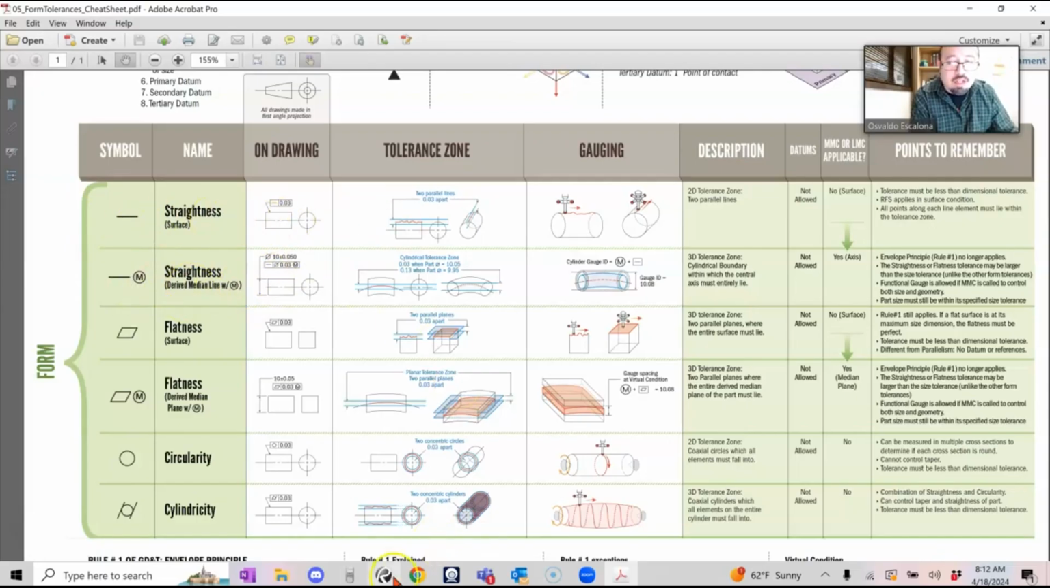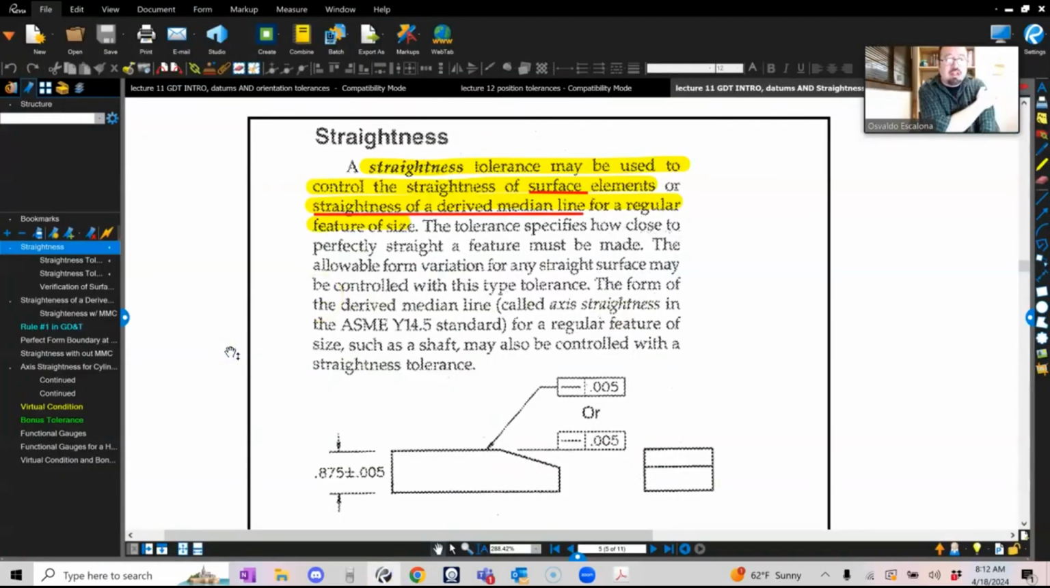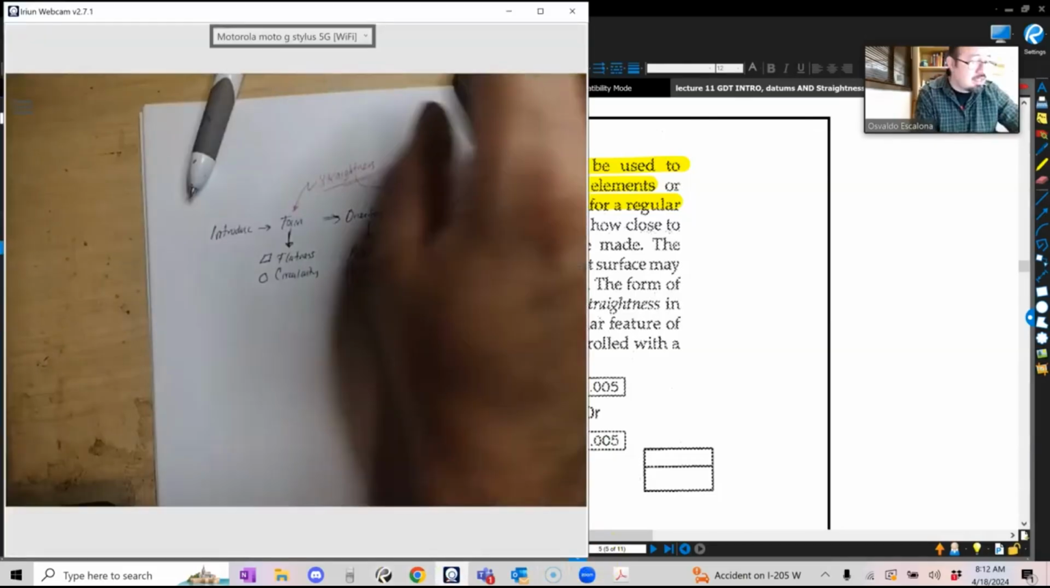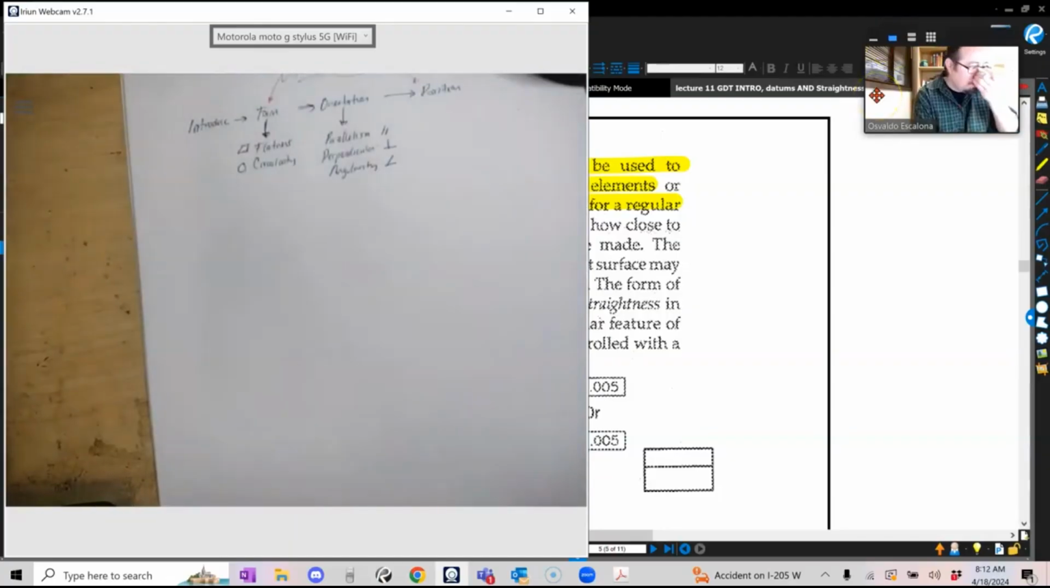So let's start with straightness. A straightness tolerance may be used to control the straightness of surface elements or the straightness of a derived median line for a regular feature of size. Remember, you have two types of features: features of size and features of surface. The one you see here is trying to control a surface, how straight the surface is.